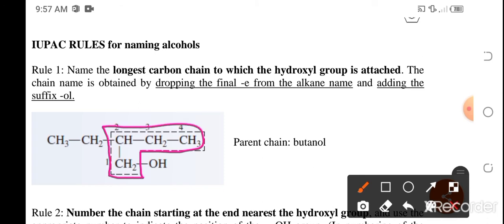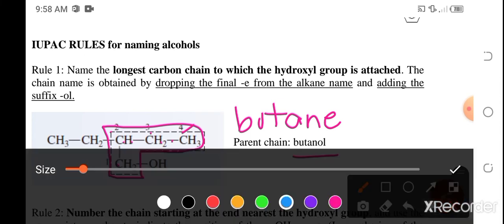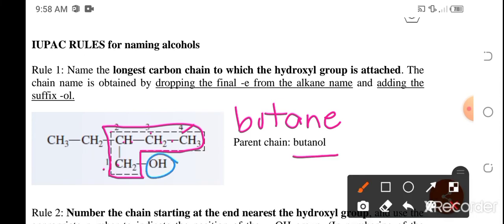So the parent chain will have 4 carbon atoms, therefore the parent chain name is butanol. It has 4 carbon atoms, so but sana yan. And then the single bond, so that is butane. However, because of the presence of the hydroxyl group there, we are going to drop the E, erase the E, and we have to add suffix OL. That's why it is butanol.